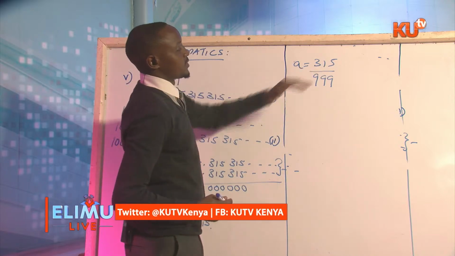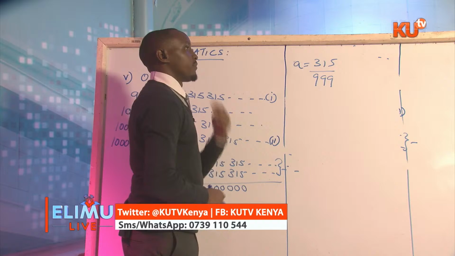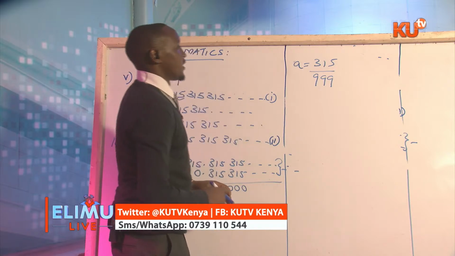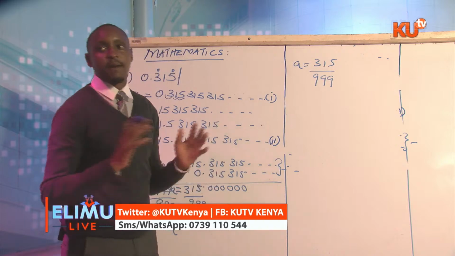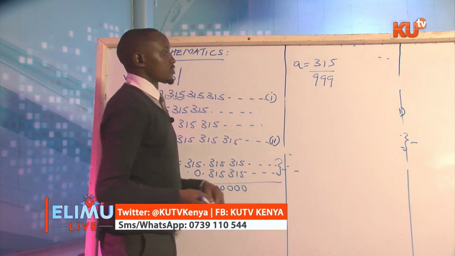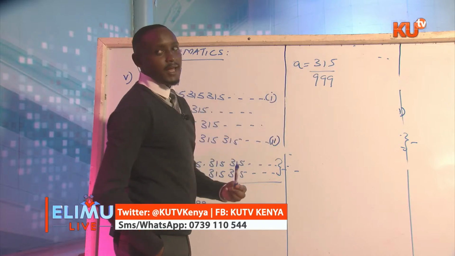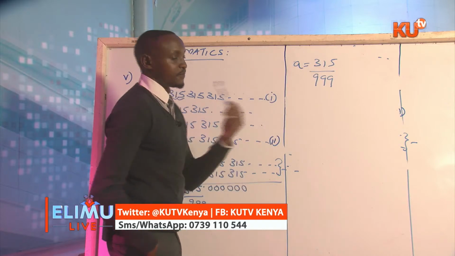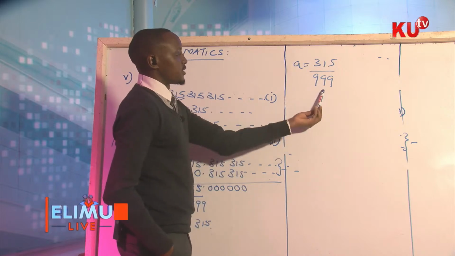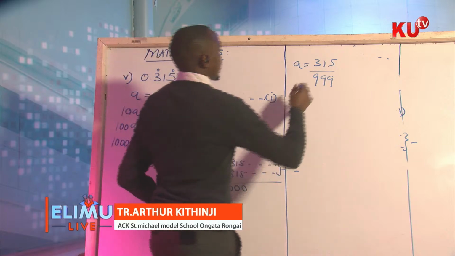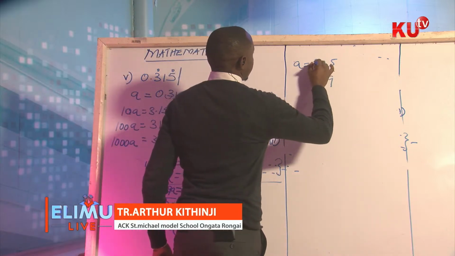Let's check the divisibility test of 3. When you want to know if a number is divisible by 3, you add the digits, and if they form a number that is divisible by 3, then the entire number is divisible by 3. So 3 plus 1 is 4, 4 plus 5 is 9. 9 is a number divisible by 3. 9 plus 9 is 18, 18 plus 9 is 27. 27 is divisible by 3. So we shall divide 315 by 3.